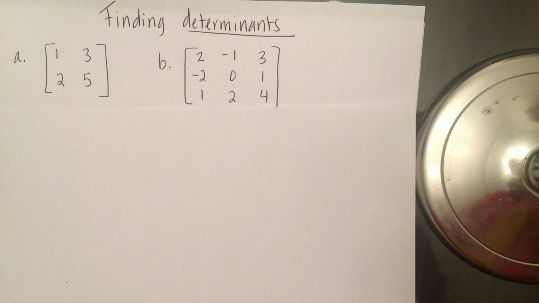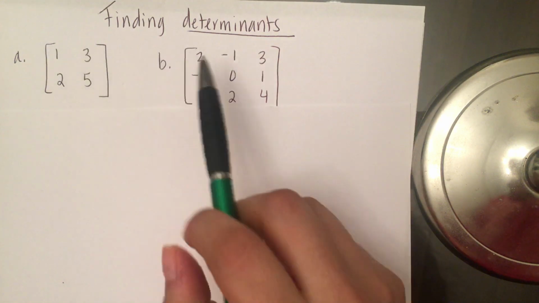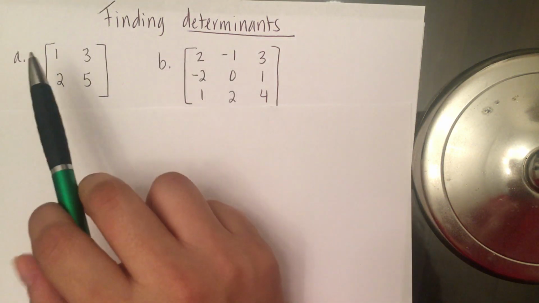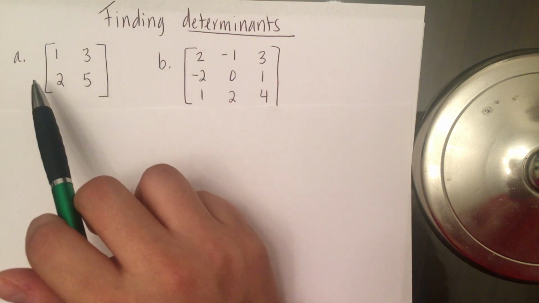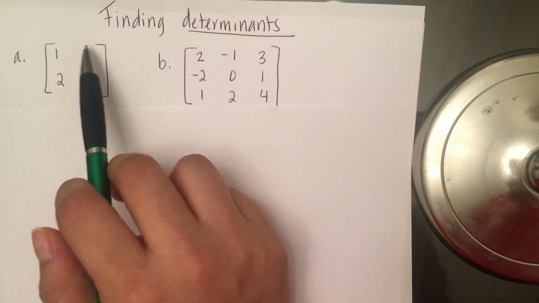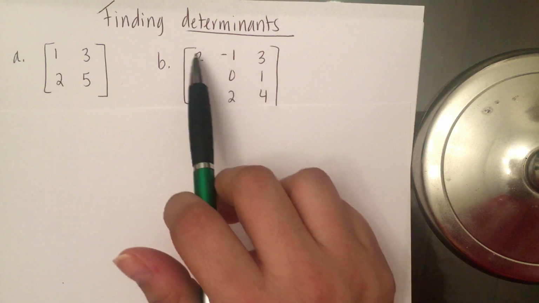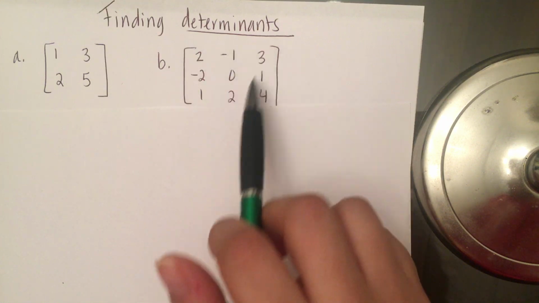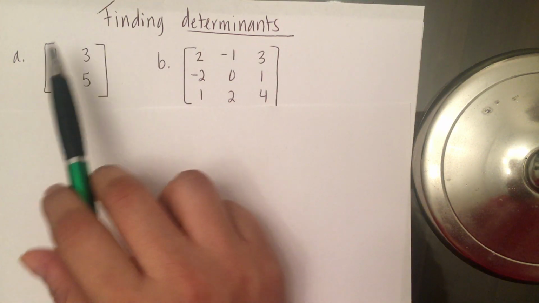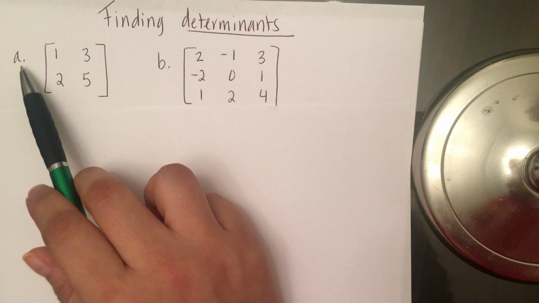Hello, so in this video we are going to find the determinants of a 2 by 2 matrix and a 3 by 3 matrix. Remember, this is a 2 by 2 matrix because it has 2 rows and 2 columns. This is a 3 by 3 matrix because it has 3 rows and 3 columns.